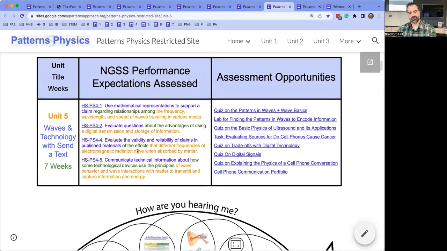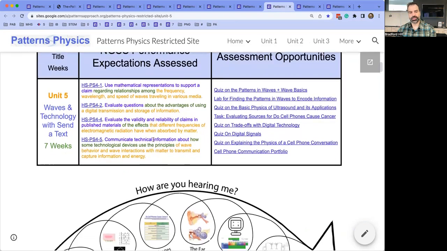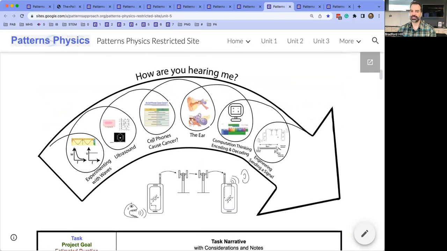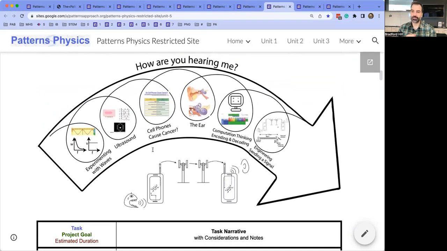Then moving to Unit 5, again, you can just see these performance expectations growing and growing. And then, how are you hearing me? Super fun hook. You know, you have a student call into another student in your class, and they're in the hallway and they shout, "How are you hearing me?" And that's our driving question. How do we hear someone through a cell phone?